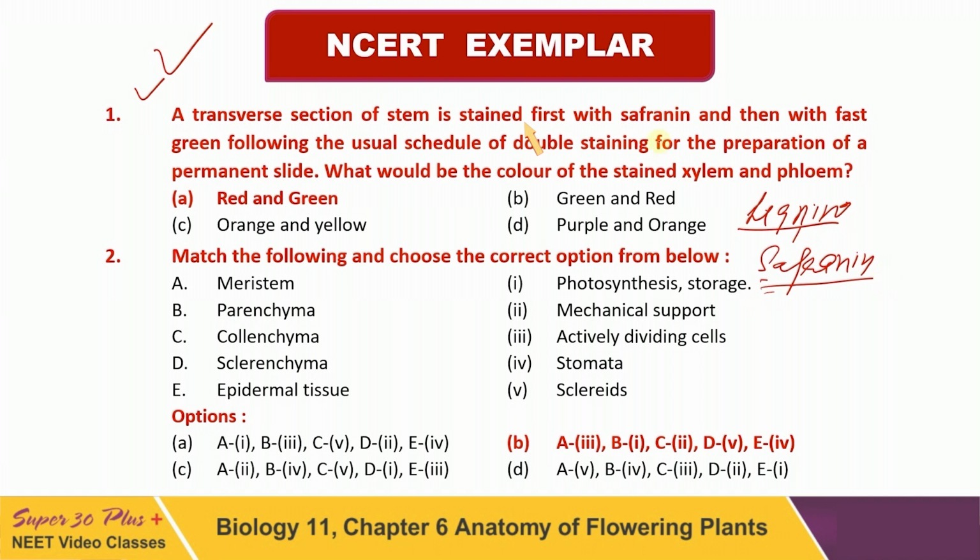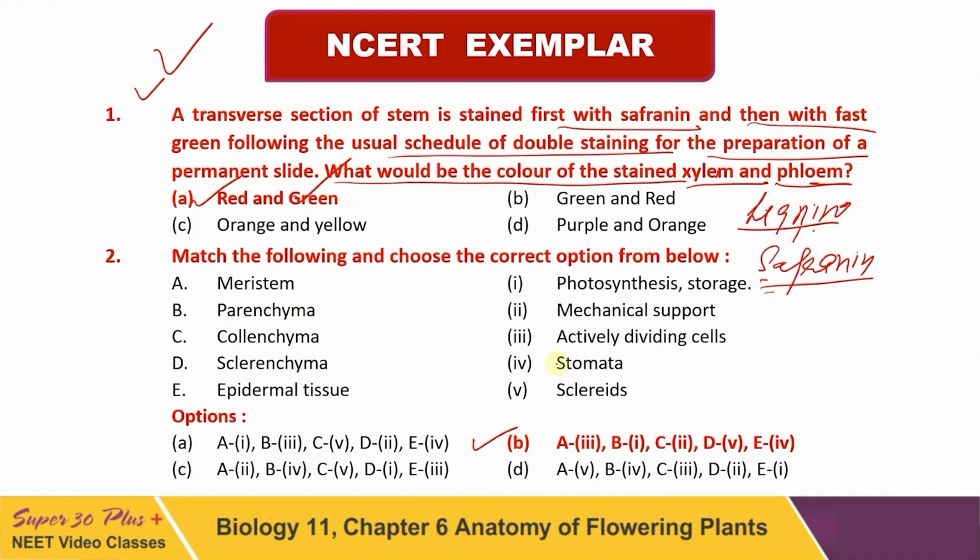The question here is: a section stained with safranin, then fast green is used. You can see we have done a double staining preparation. What would be the color of the stained xylem and phloem? Xylem is made up of lignified tissue, so it will be red in color, and phloem is made of parenchyma tissue, so it will be green in color. Match the following, choose the correct option. You can go through this question. The right option will be B.